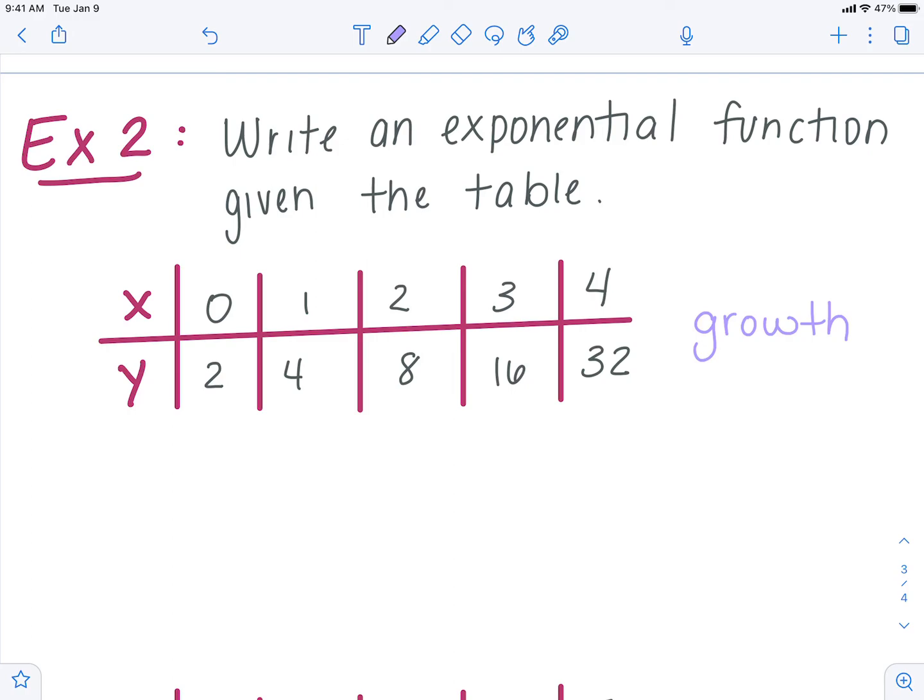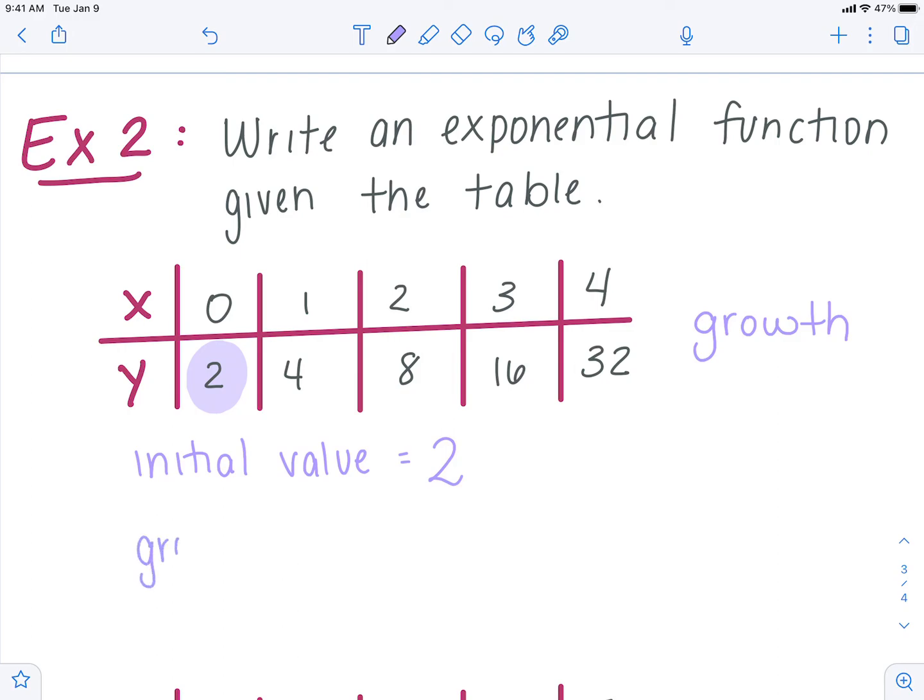Then we still want to pick out our initial value. And our initial value is going to be our y value when x is 0, right? So our initial value is just right here, 2.